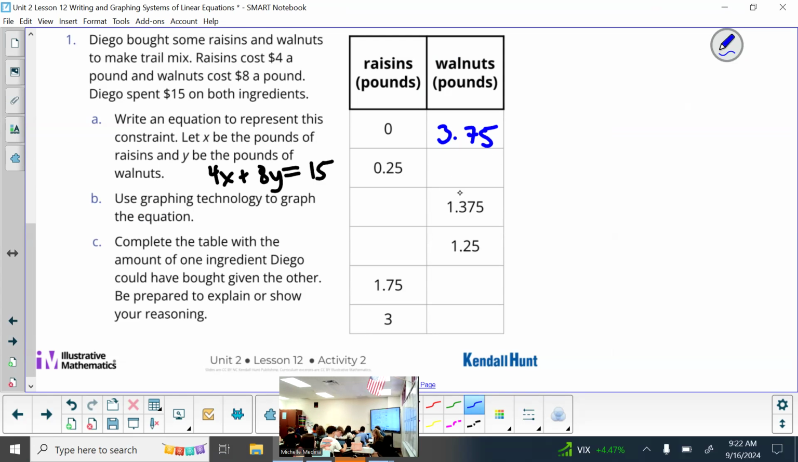While you guys figure that out, let's take a moment and see if the first one's right. So you had two options. You could plug it in because we're saying they bought 0 pounds of raisins. So what would I plug in and where, class? The X would be 0 if I bought 0 pounds of raisins, right? And then I can solve for how many pounds of walnuts. So class, what's 4 times 0?